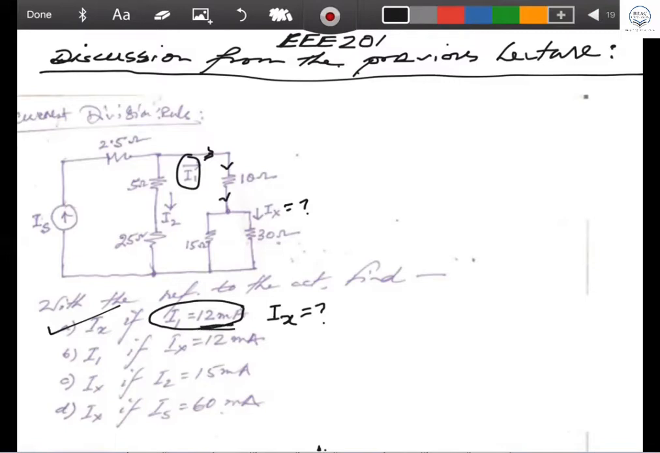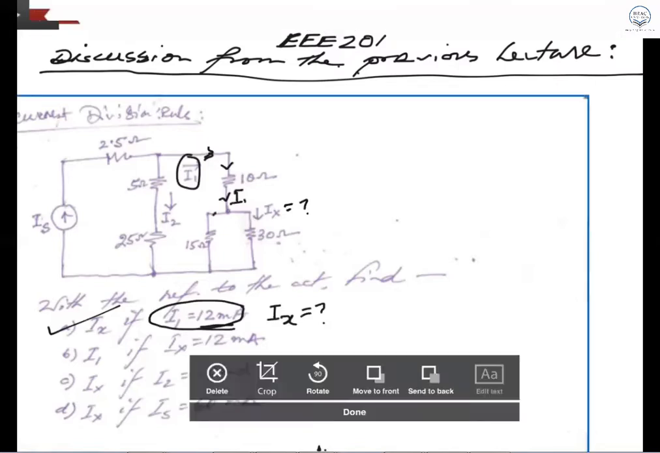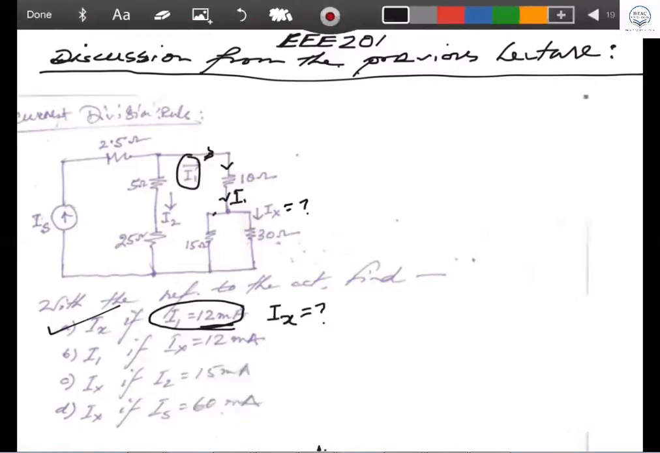The I1 current flows through this and enters this parallel circuit, where the current I1 is going to be divided into two parts. One part is this, another part is this, and this part is Ix, which is what you have to find. You can also imagine it like this, that the current is dividing into two parts. I1 is coming in, one is this, one is that.